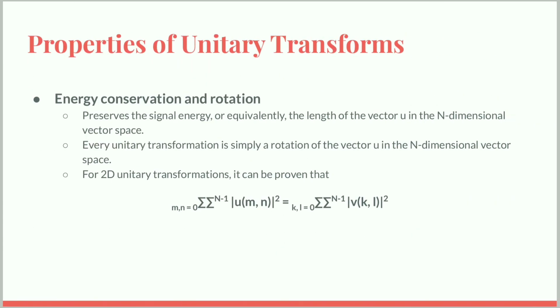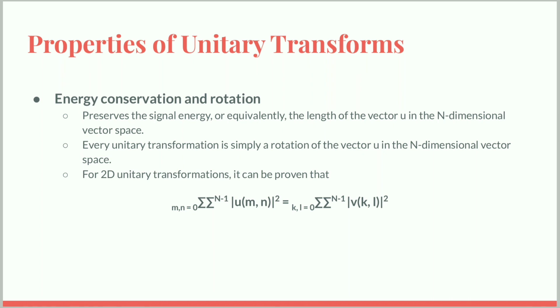Now what are the different properties of unitary transforms? The first property is about energy conservation and rotation. Unitary transforms preserve the signal energy or equivalently the length of the vector u in the n-dimensional vector space. All unitary transformations are simply a rotation of the vector u in the n-dimensional vector space.